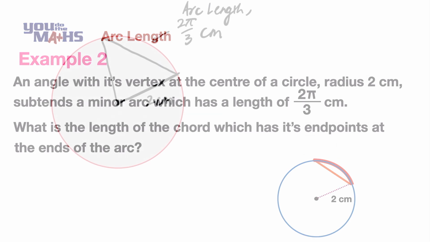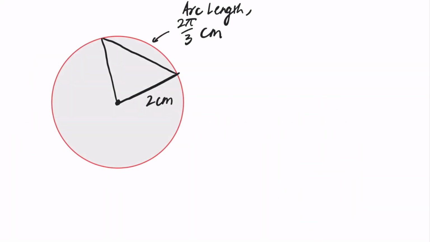Now to solve this problem, what we'll do is create a triangle in the circle such that the angle at the center of the circle also subtends the chord as well as the arc. Now we need to establish the angle at the center of the circle. We can do that because we know the formula for the length of the arc, which is L equals r theta. We've got a radius in this case of 2 centimeters. We don't know the angle, but we do know that the arc length is 2 pi on 3. Now we can solve that by dividing both sides by 2, and we end up with the angle being pi on 3.